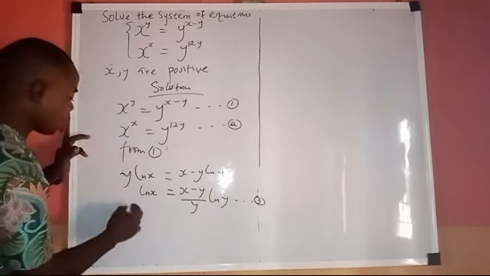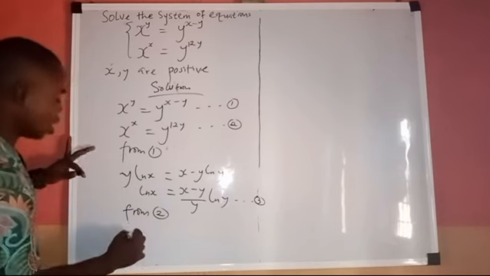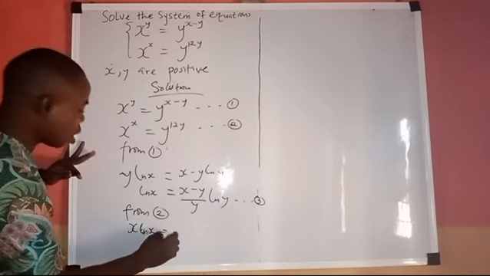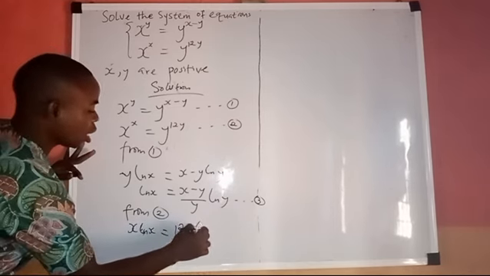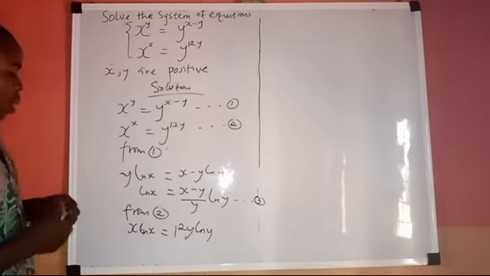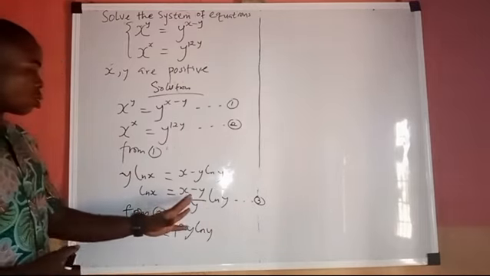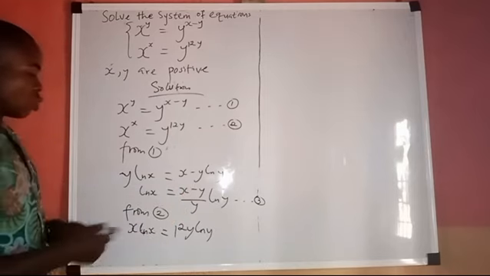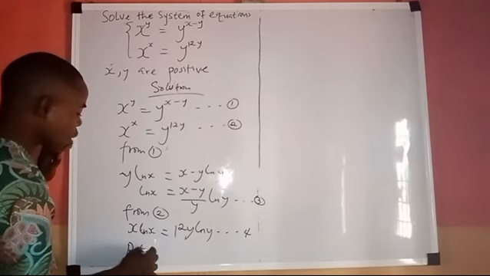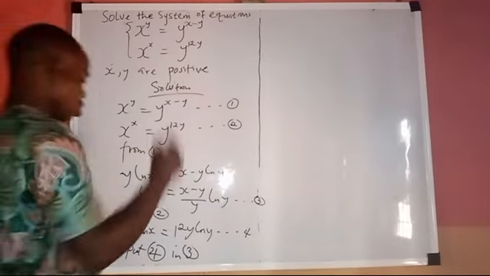Okay, so we now go to equation 2. From equation 2, taking the ln, we have x ln x is equal to 12y ln y. This is what we are going to have. And so what we are going to do now is substitute, because we've gotten our ln x here, so we want to substitute this ln x into this one. If we number this one equation 4, we now put equation 3 in equation 4.